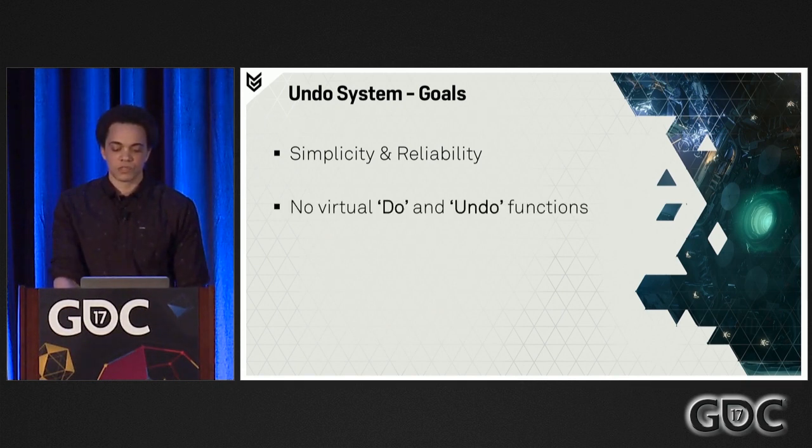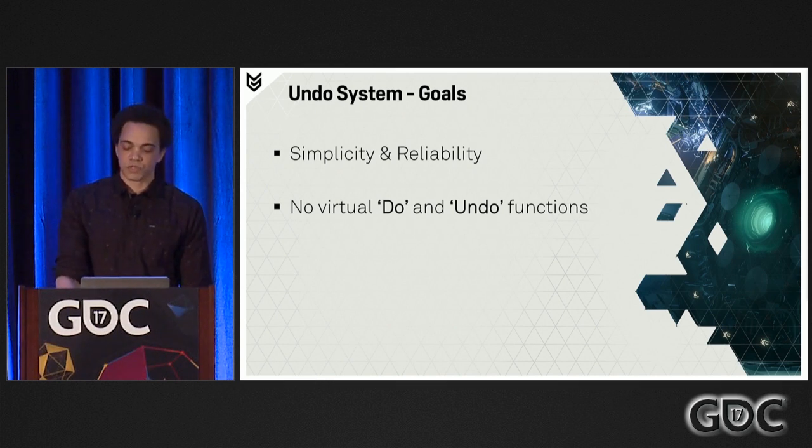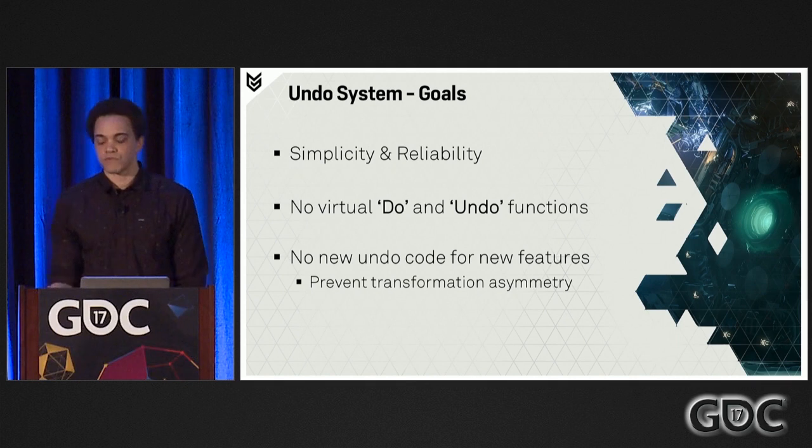And in the interest of accomplishing these goals, we decided to avoid the common command pattern which involves a virtual do and undo function. Because, well, there's two reasons for this. The first is that we didn't think the undo system or anything related to it should need to change in order to support new editor features. And we wanted to remove the possibility of having asymmetric data transformations. That is to say, an undo implementation that isn't the exact inverse of its do implementation.